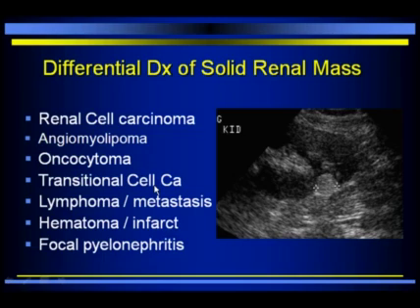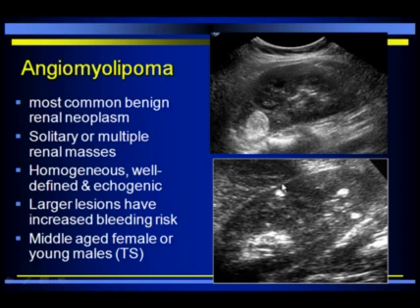Transitional cell cancer is cancer that relates to the urothelium, so it comes from the collecting system, but it can be seen in the kidney as well. One can see lymphoma or metastasis to the kidneys, and one has to distinguish these tumors from hematoma or infarcts or focal pyelonephritis, and we'll look at some examples of all these things. So here's an echogenic mass, and this could easily be a renal cell carcinoma or an angiomyolipoma.